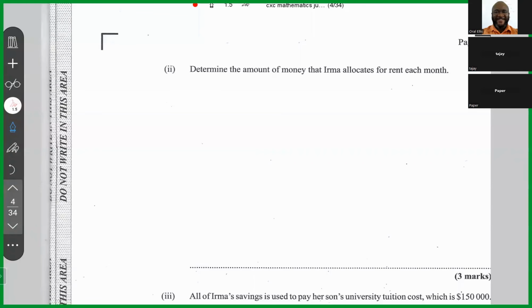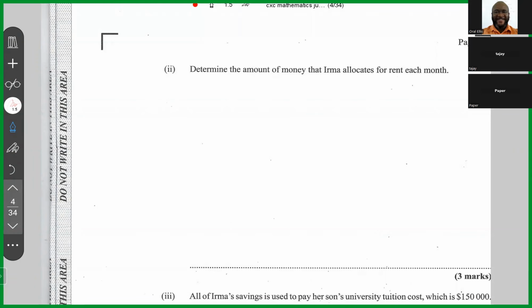It says, determine the amount of money that Irma allocates for rent. So for rent, Irma allocates X dollars every fortnight. All right. So what we want to know is how much she allocates for rent each month. Well, in order to solve that, the first thing we need to do is to find out what X is.